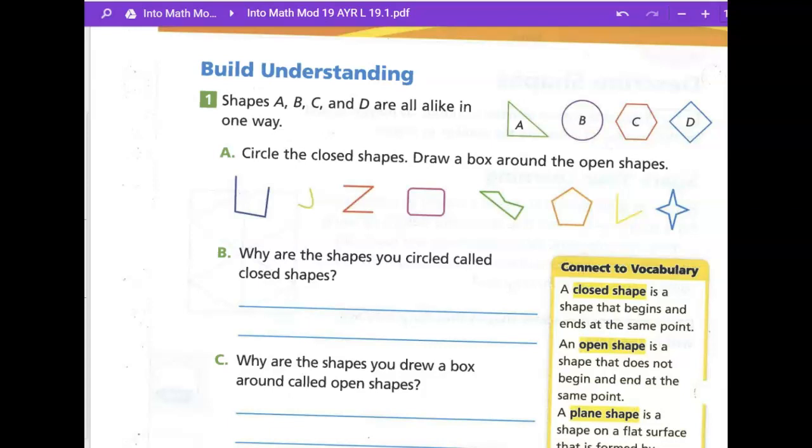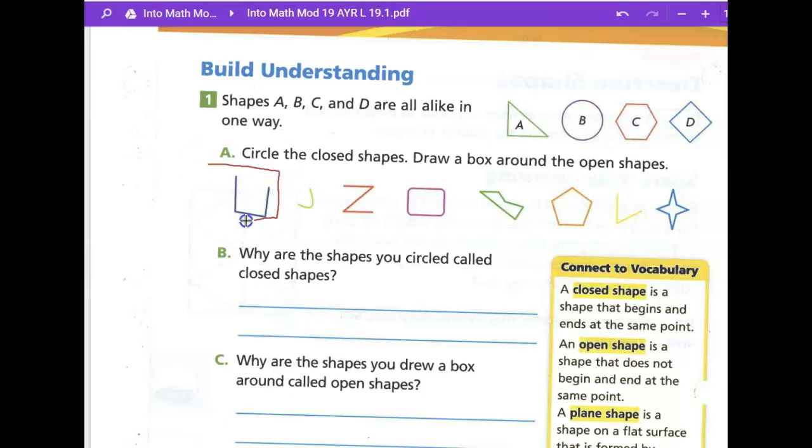Build understanding. Shape A, B, C, and D are alike in one way. How are those shapes alike? Right? They are all shapes, but they are all closed shapes. That means they meet. There's no opening in them. So it says circle the closed shapes, draw a box around the open shape. So let's do that.